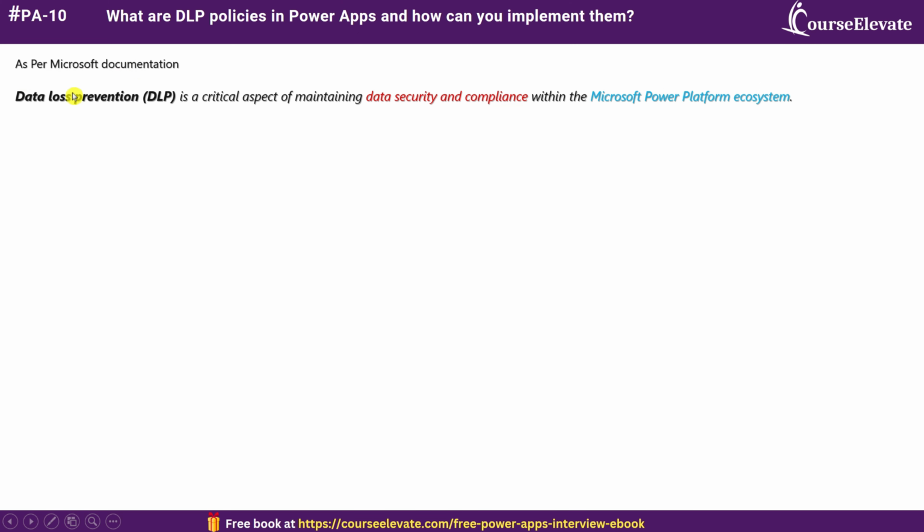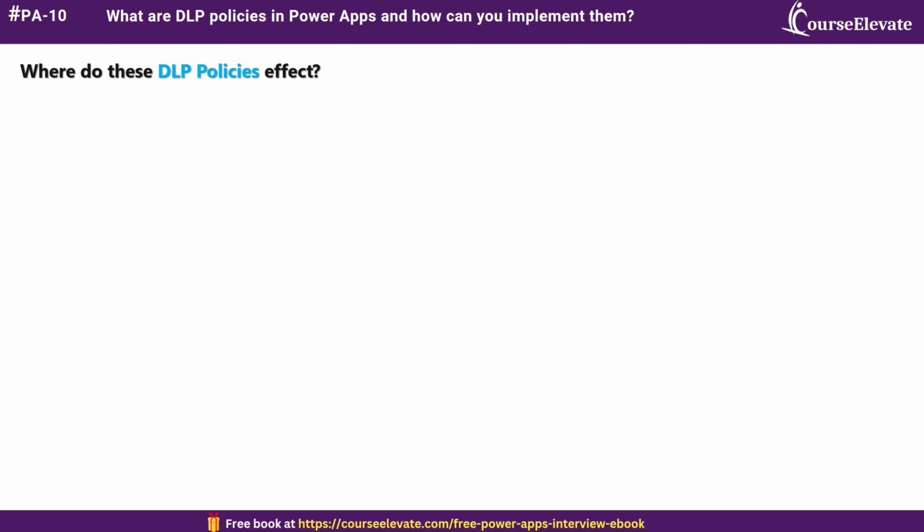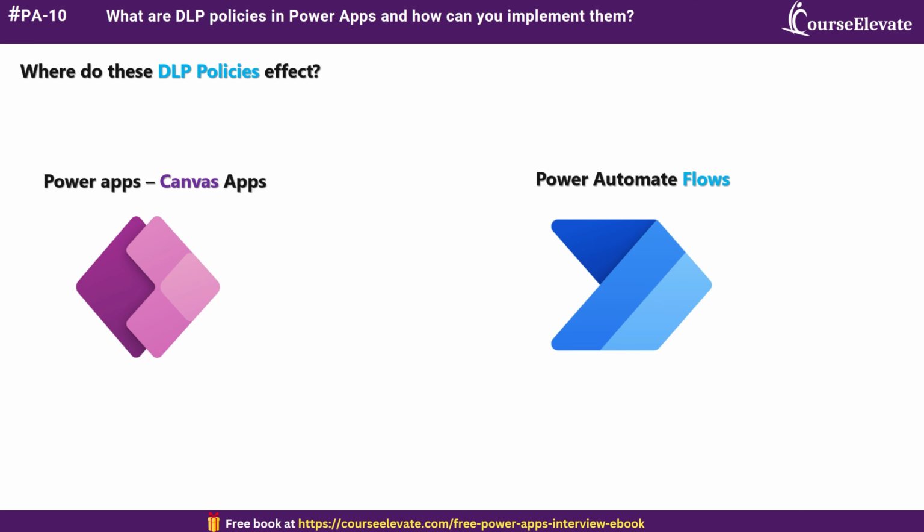As per Microsoft documentation, data loss prevention is a critical aspect of maintaining data security and compliance within the Microsoft Power Platform ecosystem. In short, they are the data protector in the Power Platform ecosystem, which helps to reduce the risk of users unintentionally exposing organizational data. Where do these DLP policies affect? These DLP policies impact Canvas apps and Power Automate flows. DLP policies can be defined and managed at the tenant or environment level using the Power Platform admin center.